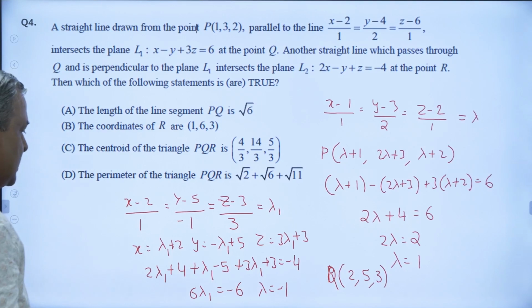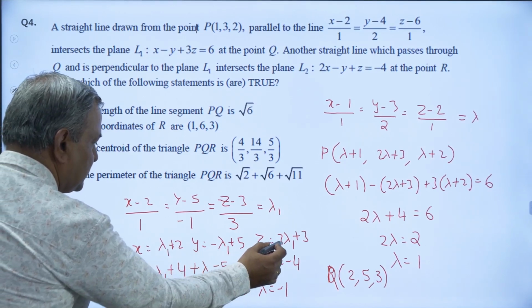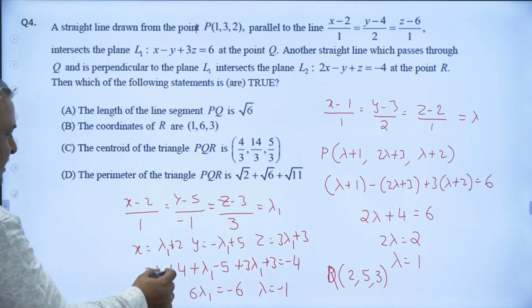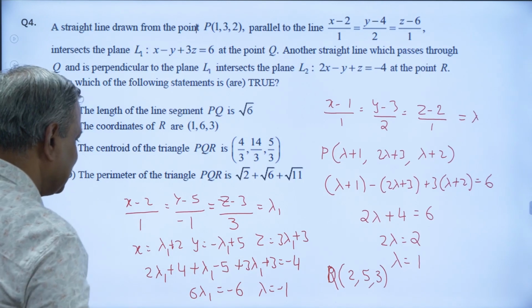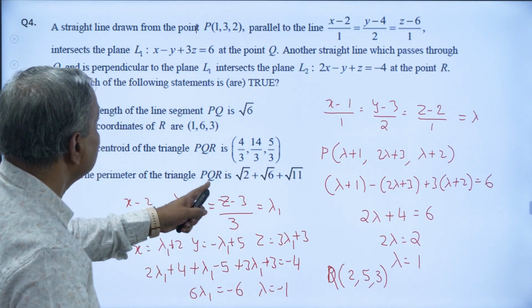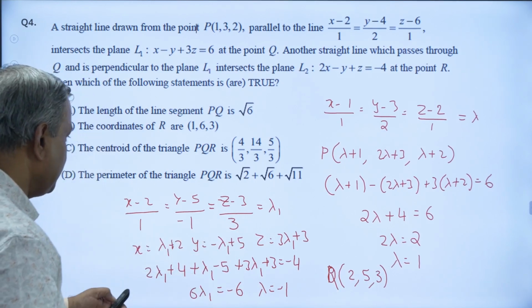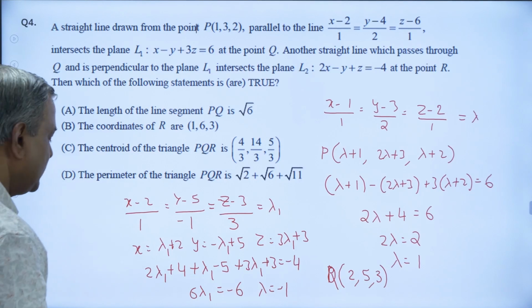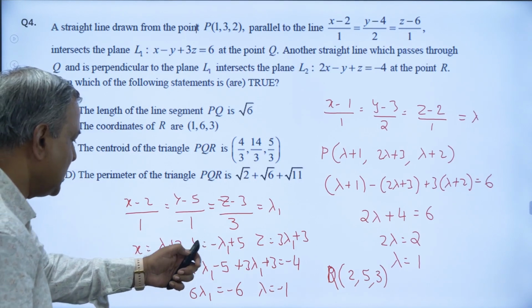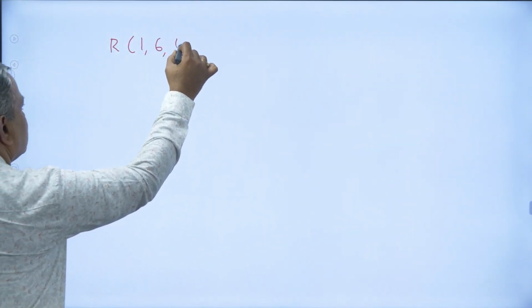We substitute here. If we substitute, we get this will give you 1, this will give you 6, and this will give you 0. So you get coordinate 1, 6, 0, and lambda 1 I wrote correct only. Z minus 3 by 3, correct only 3 lambda. Okay, so what's the point you got? You got minus 1, if you substitute, 1, this is 6 and 0. You got R coordinates as 1, 6, 0.